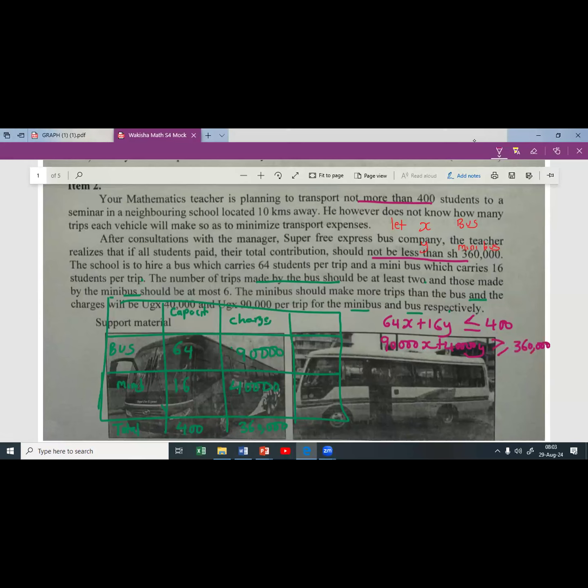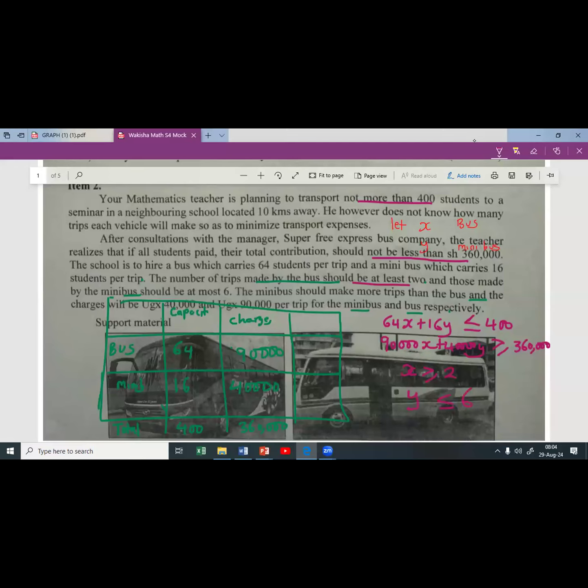Then I start interpreting these minor ones. The number of trips made by the bus should be at least 2. At least means greater than or equal to. And our bus we are representing by x. So I will say x is greater than or equal to 2. Then the next one: those made by the minibus should be at most 6. The minibus is y. At most 6 means y is less than or equal to 6.